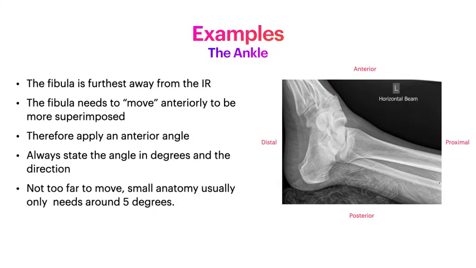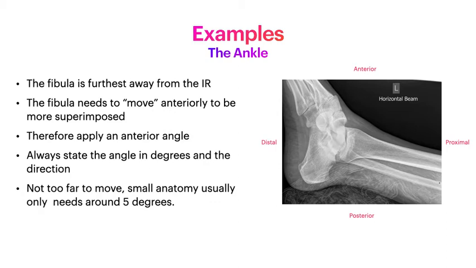So, first example, we have a picture of a horizontal beam left ankle here. And as you can see, the distal end of the tibia and fibula aren't quite superimposed. We haven't got that nice clear joint space that we're expecting. So let's go through it step by step. What's furthest away from the image receptor? Well, if we've got the image receptor on the medial side of the leg, then the fibula is going to be what's furthest away from the image receptor.